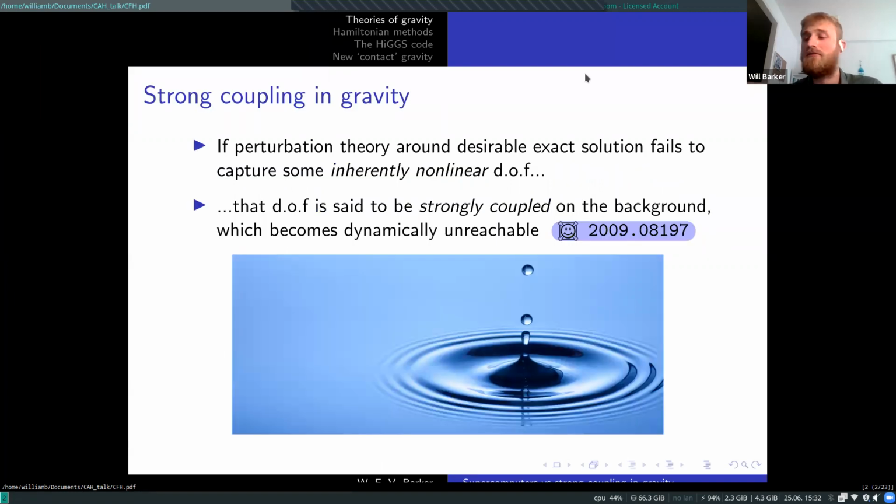So what is strong coupling? Well, a gravitational theory may contain a propagating degree of freedom, which vanishes when you look at the perturbation theory around an exact background solution. And this is thought to mean that that background solution is dynamically unreachable, which becomes a problem if the solution is something that you actually want in your theory.